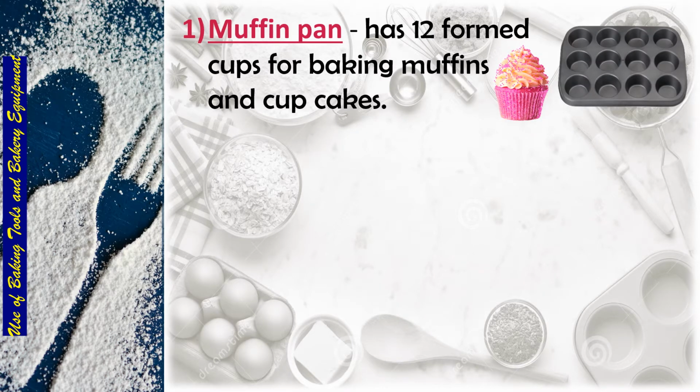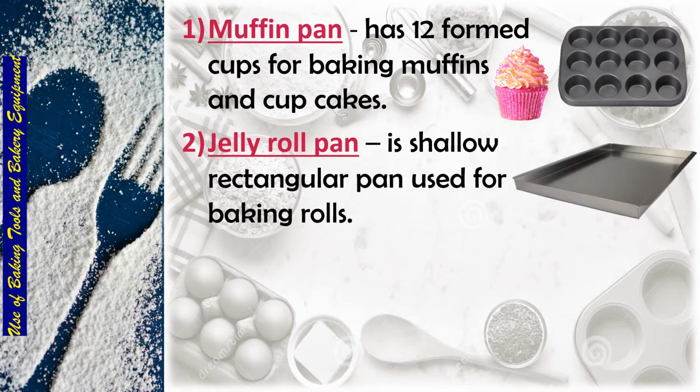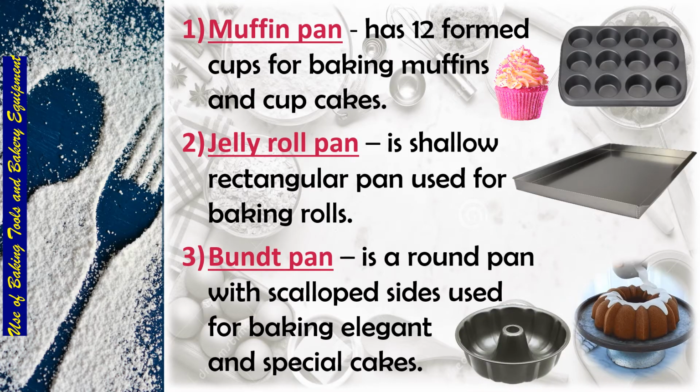The first one is we have the muffin pan. Muffin pan has 12 formed cups for baking muffins and cupcakes. The second one is we have the jelly roll pan. It is a shallow rectangular pan used for baking rolls. The third one is we have the bun pan. It is a round pan with scalloped sides used for baking elegant and special cakes.